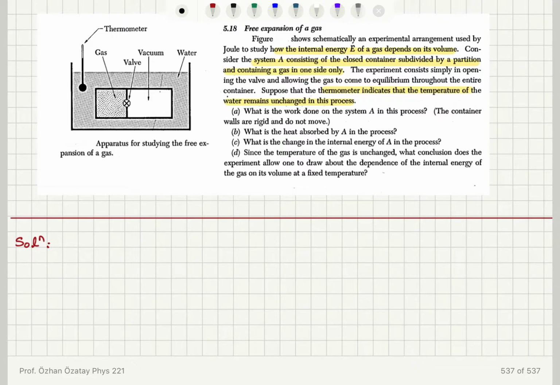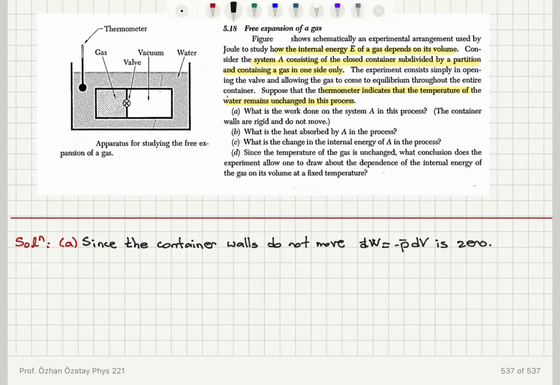What is the work done on system A? The container walls are rigid and do not move. Okay, so since the container walls do not move, we don't have any work done. We should note that the container walls do not move. Therefore, the work done on system A, which is minus P bar dV, because the volume is not changing, is going to be 0.